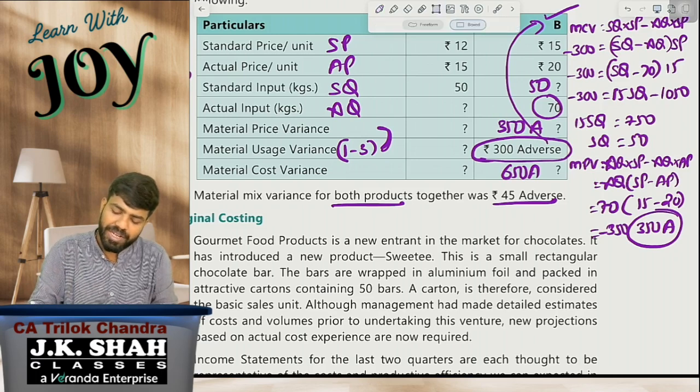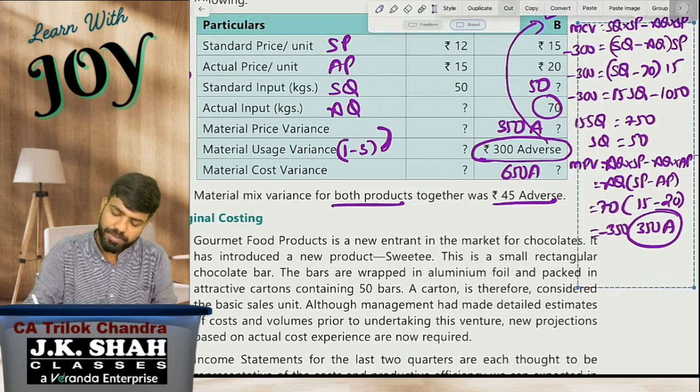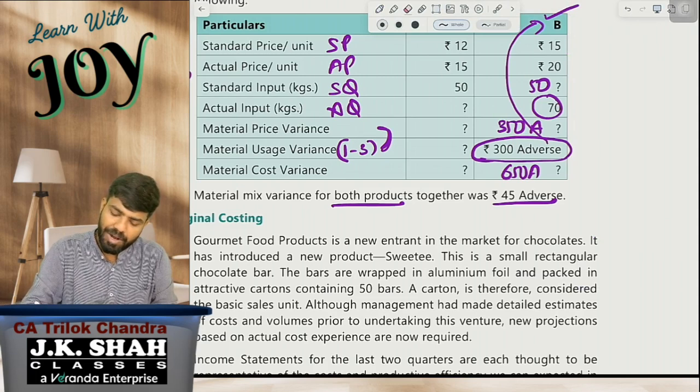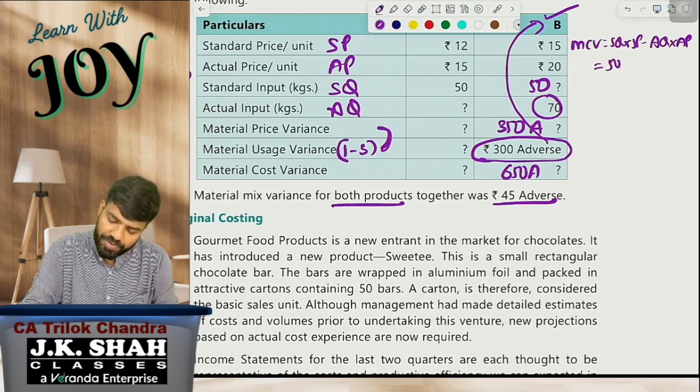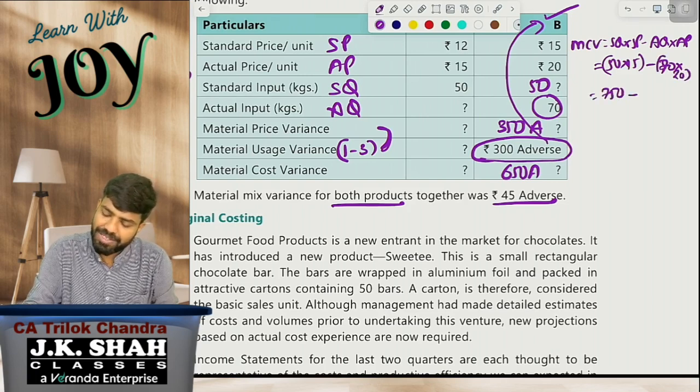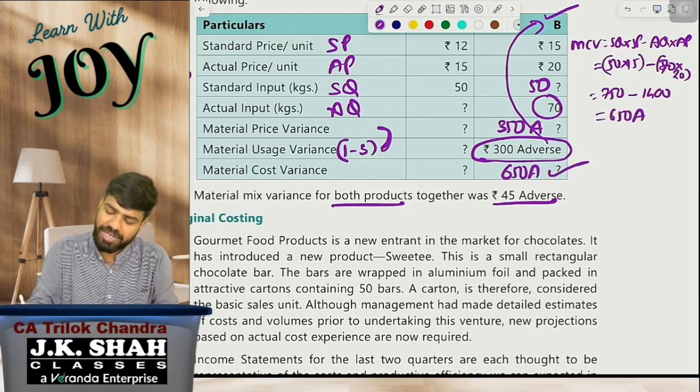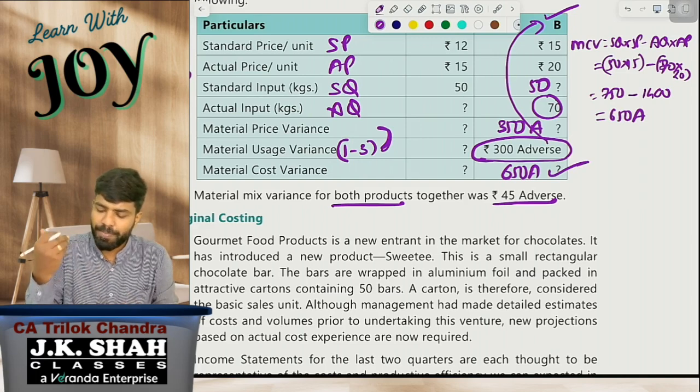Even if you want to calculate cost variance directly, we can. Material cost variance equals SQ into SP minus AQ into AP, which is standard quantity 50 into standard price 15, minus actual quantity 70 into actual price 20. So 50 into 15 is 750, minus 70 into 20 which is 1400. The gap is 650 negative, adverse. We are getting the same answer. We are done with material B.